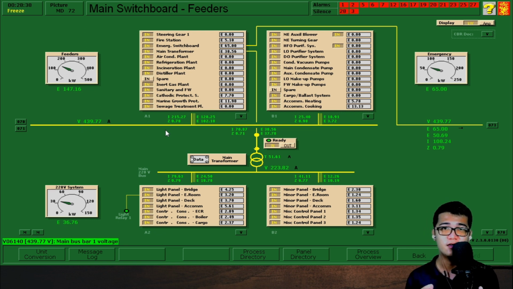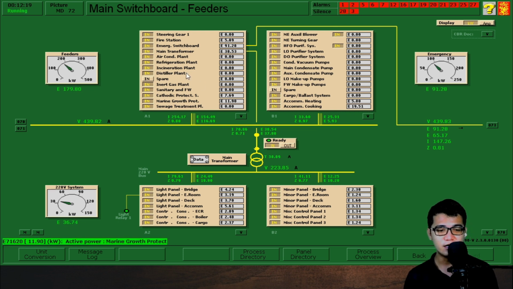That's why we said earlier that all the main electrical consumers take their power from the main bus bar 1. We can see here that our main transformer goes from 439, coming from our main transformer, to 223 volts. And this powers our light panel for the bridge, the light panel for the engine room, and the deck. These are all powered by our main transformer.